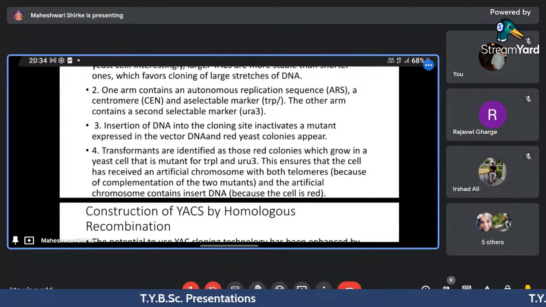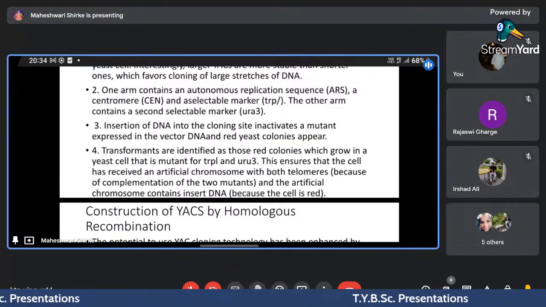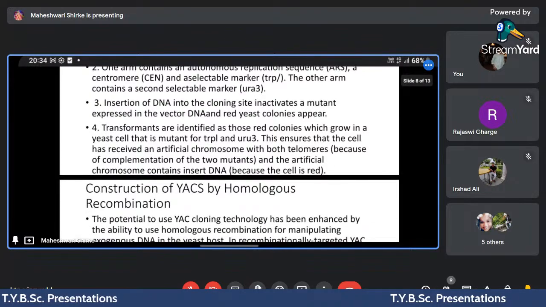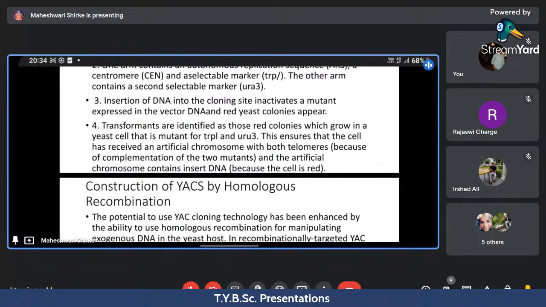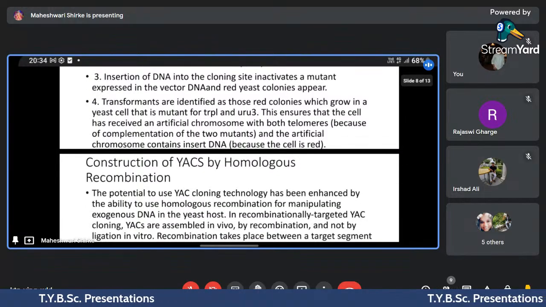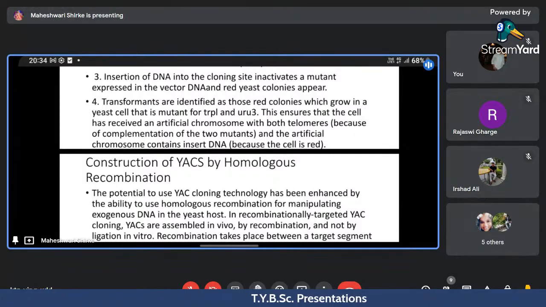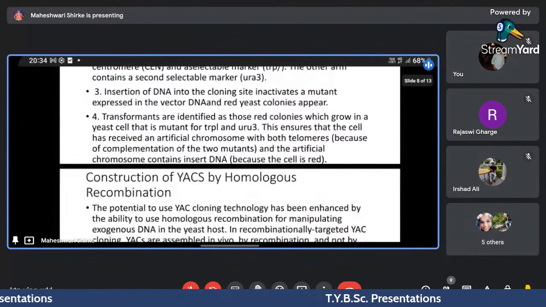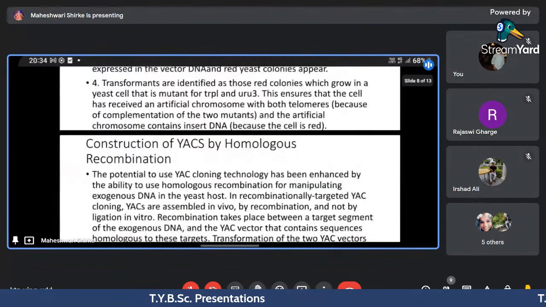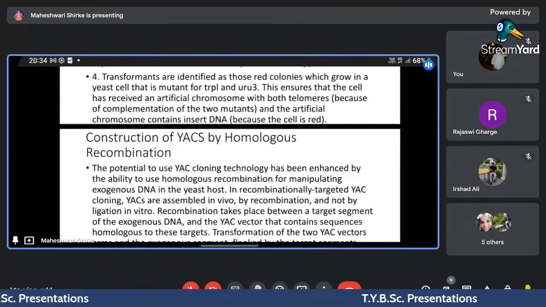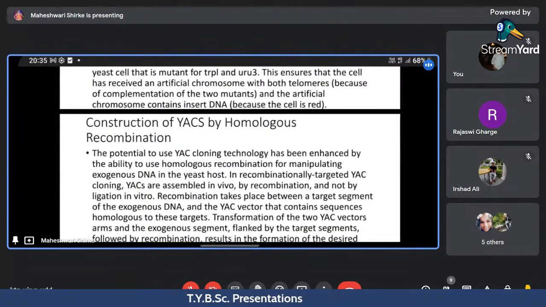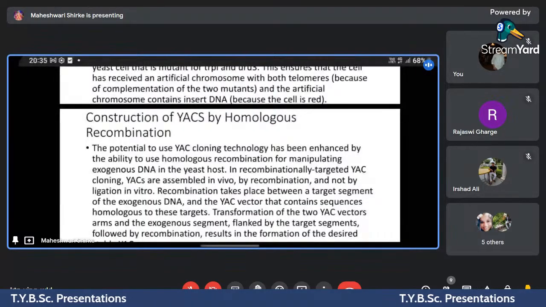Third, insertion of DNA into the cloning site inactivates a mutant gene expressed in the vector DNA, and red yeast colonies appear. Fourth, transformants are identified as those red colonies which grow in yeast cells that are mutant for TRP1 and URA3. This ensures that the cells have received an artificial chromosome with both telomeres, by complementation of the two mutations, and that the artificial chromosome contains insert DNA.